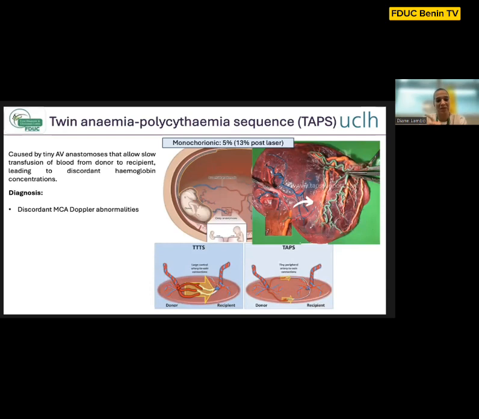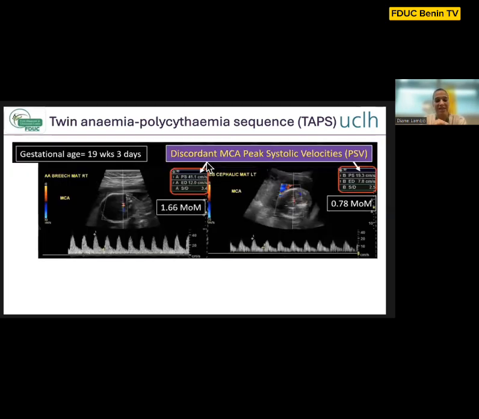Now, the diagnosis is based on your MCA, and this is why you measure your MCA in your monochorionic pregnancies, because what you're really interested in is your peak systolic velocity. And essentially what you get is a discordancy between the MCA PSV in the anemic twin and the MCA PSV in the polycythemic twin.